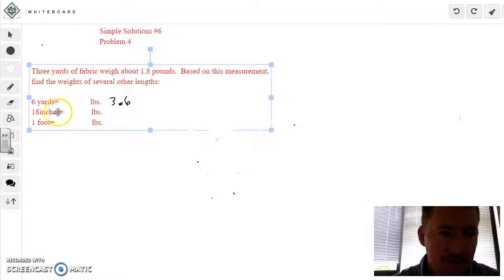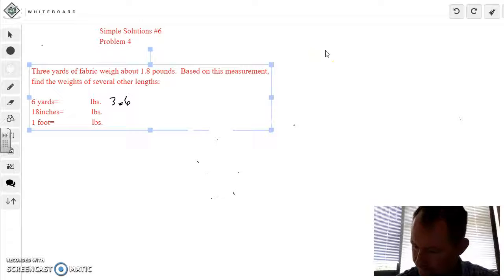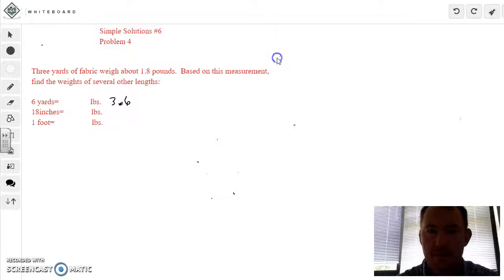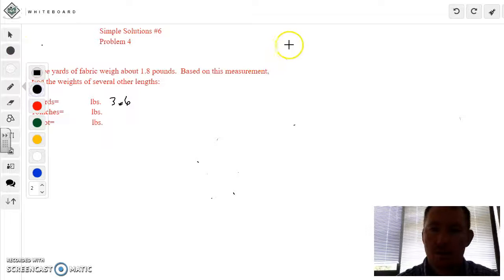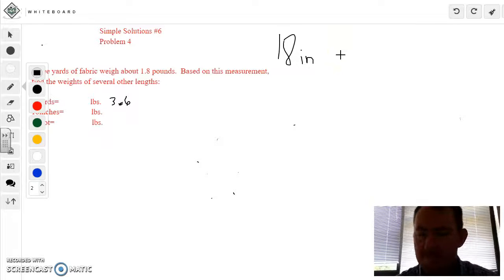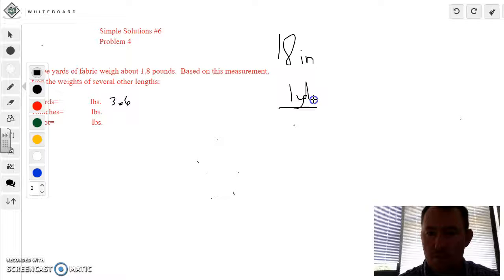So now we need to find 18 inches. So if we go back to our original equation, 1 yard, we need to find out how much weight there is in 18 inches of this fabric. So we've already figured out how much is in 1 yard. Okay, we found out that 1 yard was 6/10 of a pound, 0.6 pounds.